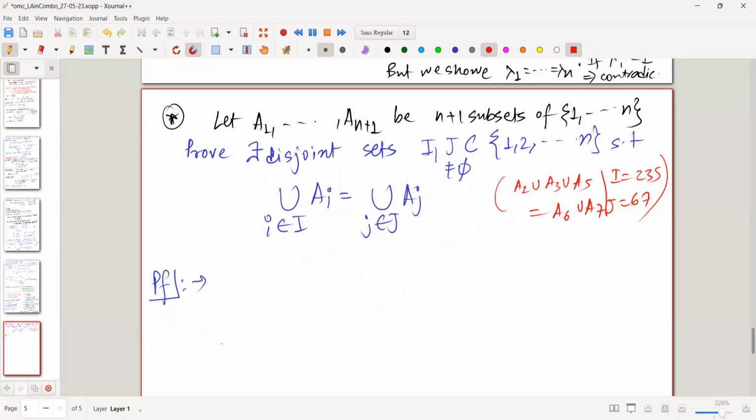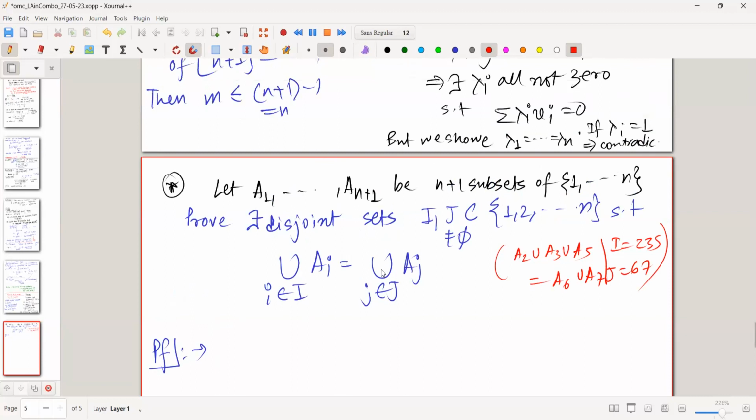Any questions? Yes. Shouldn't it be that I, j are subsets of 1 to n plus 1? Because then we are not using the set A n plus 1 basically, right? All right, sorry, that was a typo. Yes. Sorry.